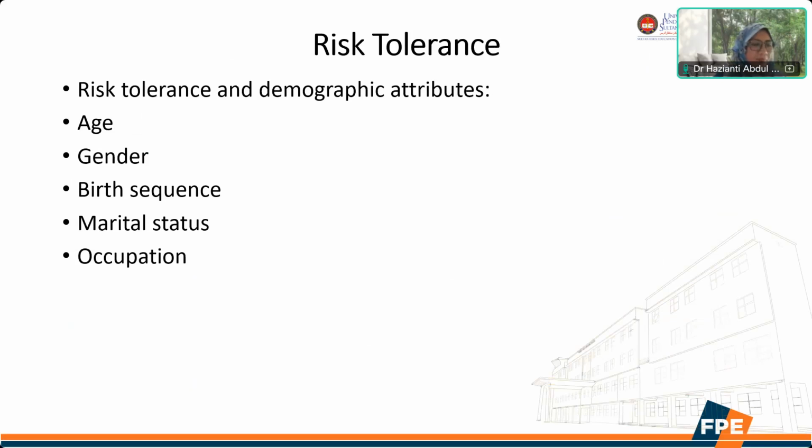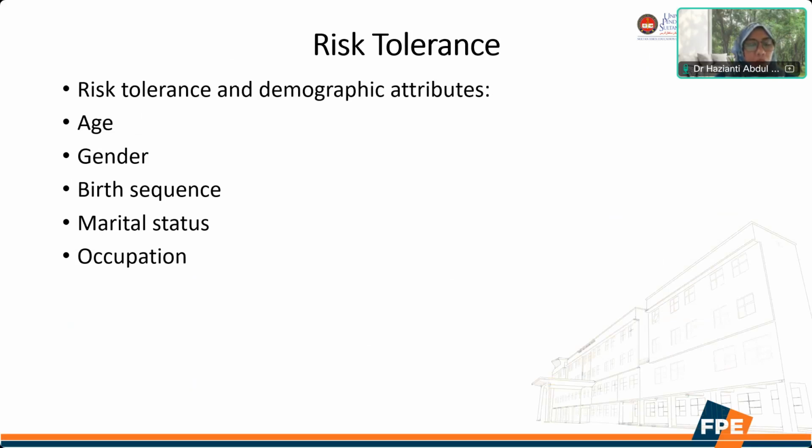The second is gender. This is easily explained because, in general, women are more risk averse than men. Studies have also looked at the environment, especially in Asian countries, where males are considered more risk taking than females.